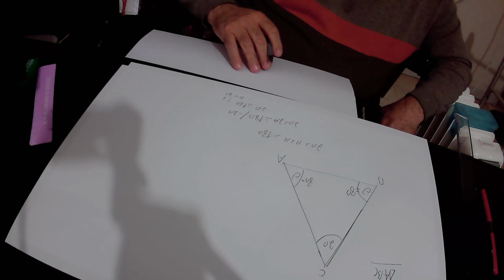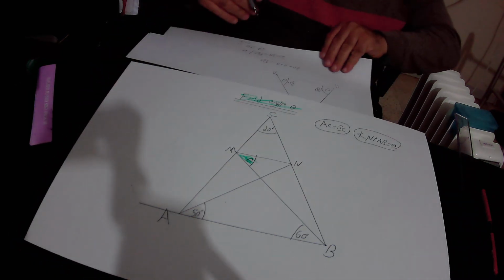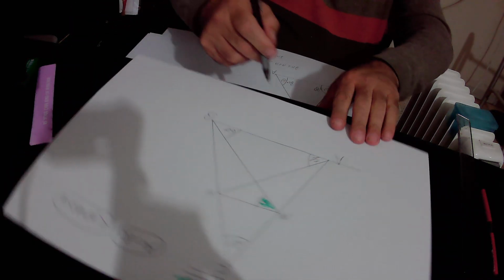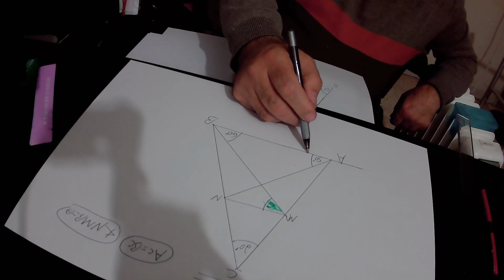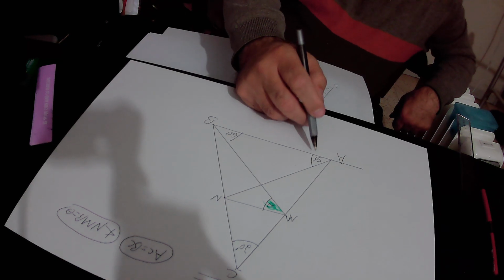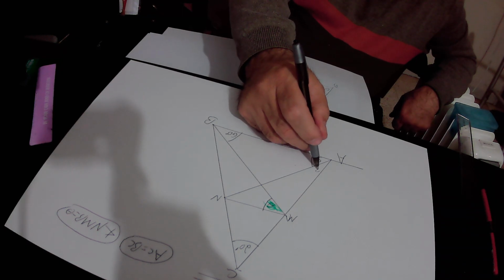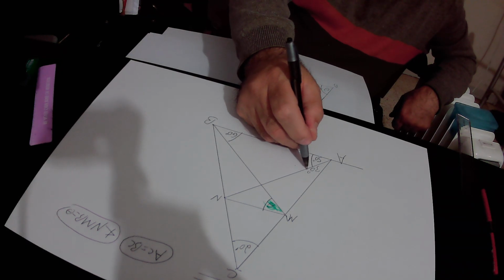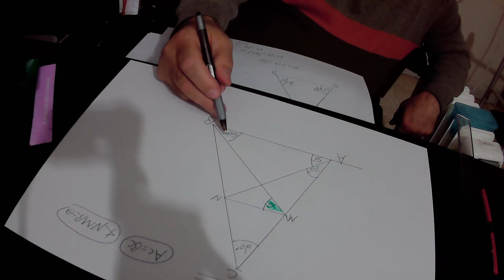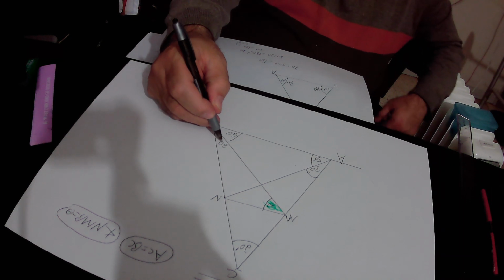Okay. So here we know that this is angle theta, that in total it is equal to 80 degrees. Therefore 80 degrees minus 50 degrees is 30 degrees. So this angle equals 30 degrees. Likewise, this is angle theta, equal to 80 degrees. So 80 degrees minus 60 degrees is 20 degrees.